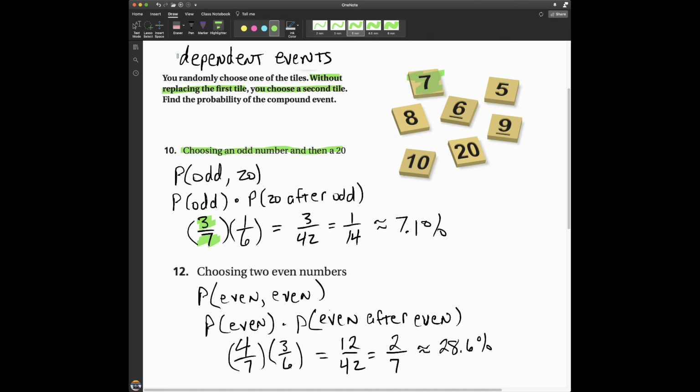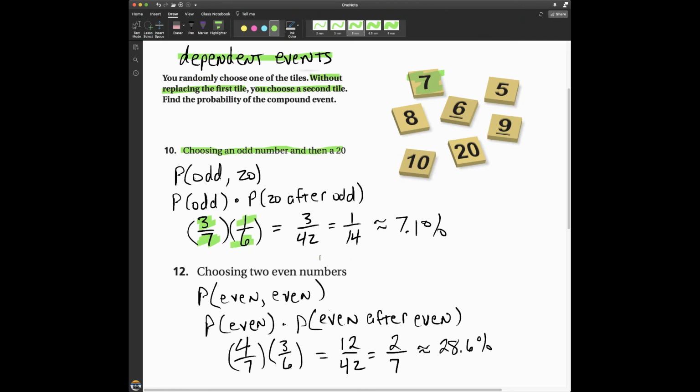So these are dependent events. Choosing an odd number and choosing a 20. And they're dependent because you don't replace the tile. So the likelihood of choosing the 20 changes. Okay. So what is the probability of choosing a 20 after you've chosen the odd? Well, there's only one 20 tile and there's 6 tiles left.